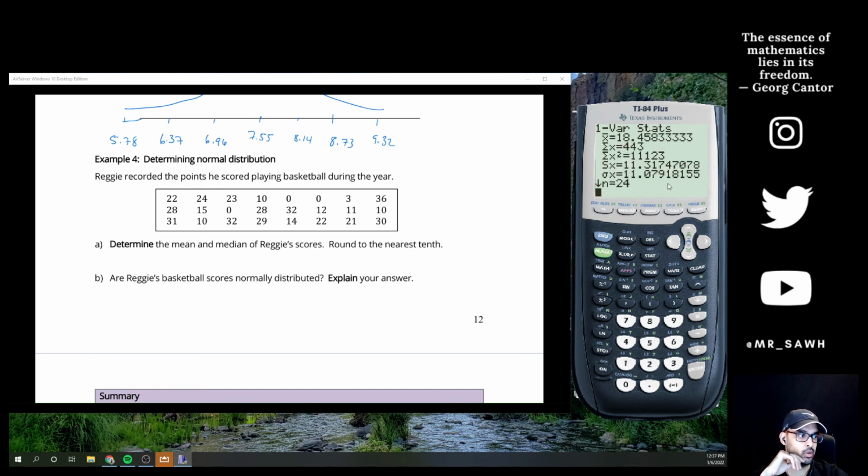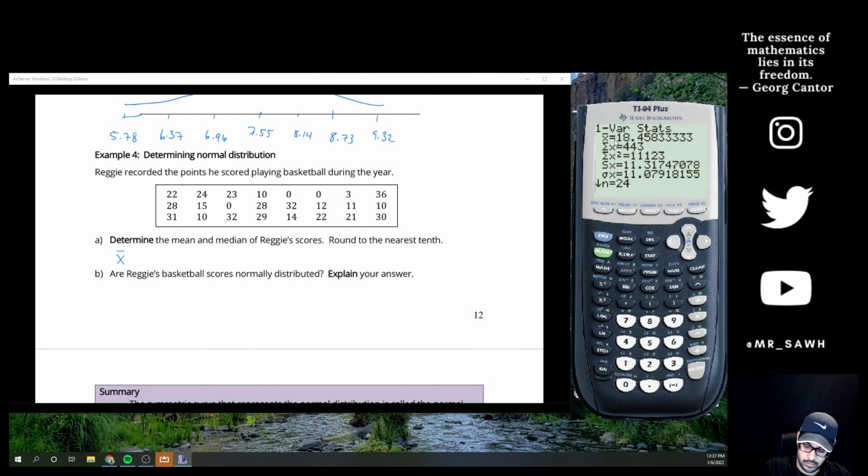So here we've got all of our stats. So n is 24. n stands for the number of data entries. So I knew there was 24 numbers. I have 24 there. We're good. I didn't miss one. Determine the mean and the median. Well, the mean is my x bar. That is our average. And it says to the nearest tenth, so 18.5.